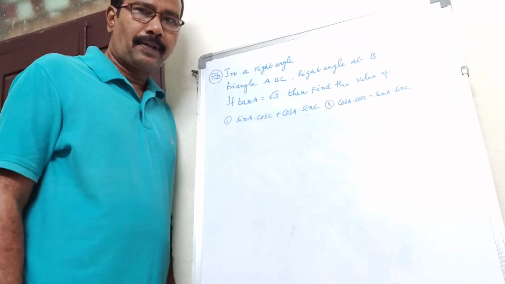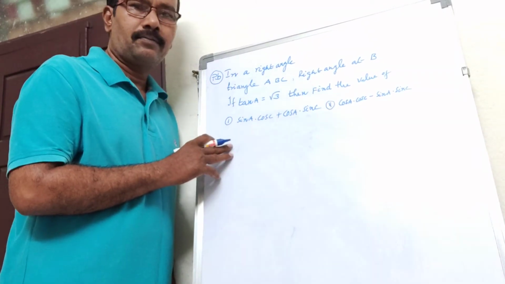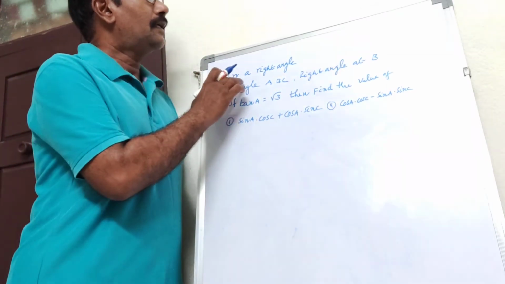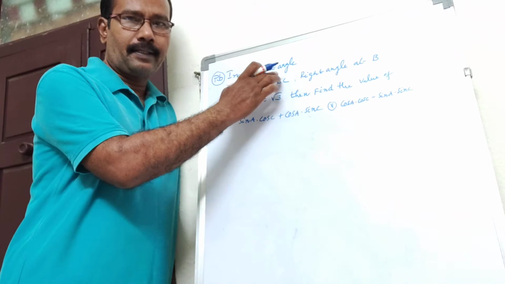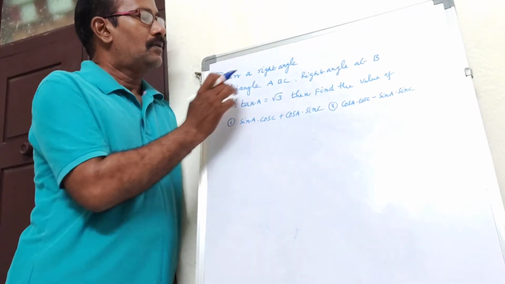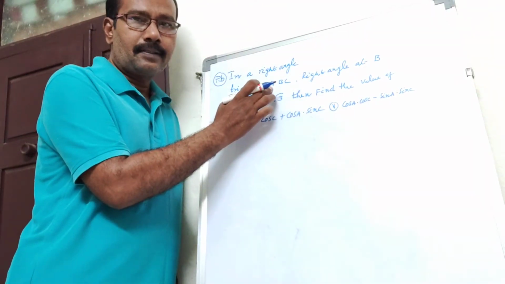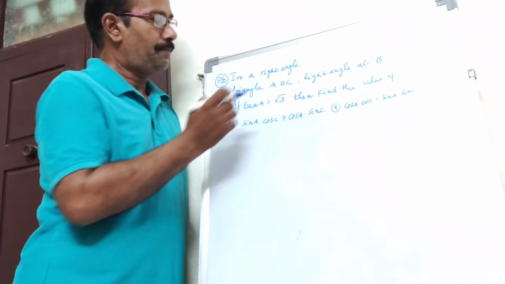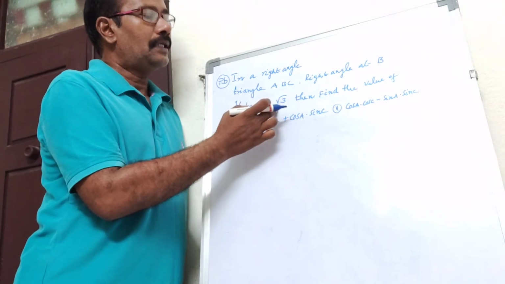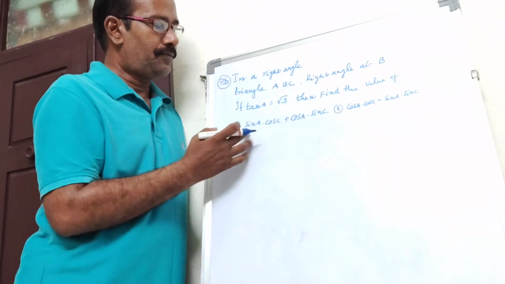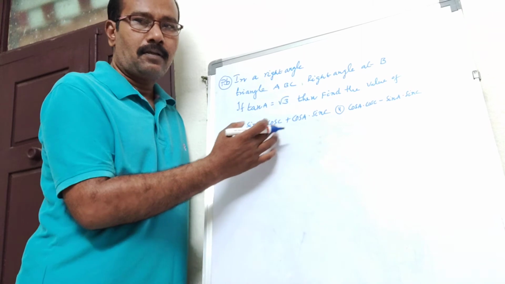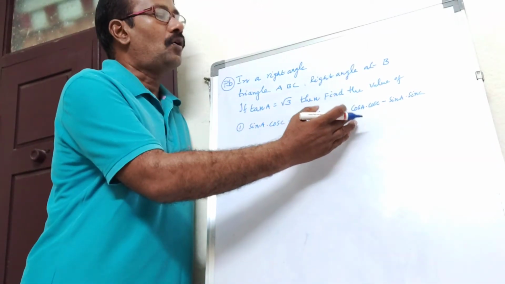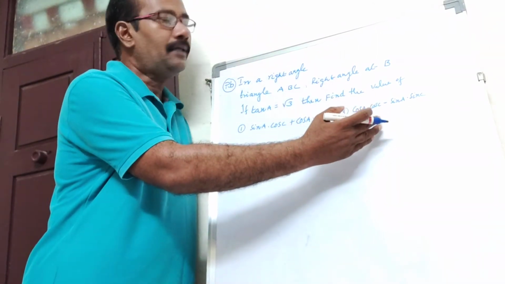Today I would like to explain a trigonometry sum. This is in a right angle triangle ABC, right angle at B. If tan A equals root 3, then find the value of sin A cos C plus cos A sin C. Second bit, cos A cos C minus sin A sin C.